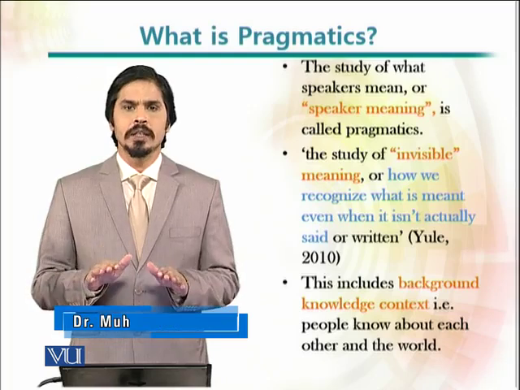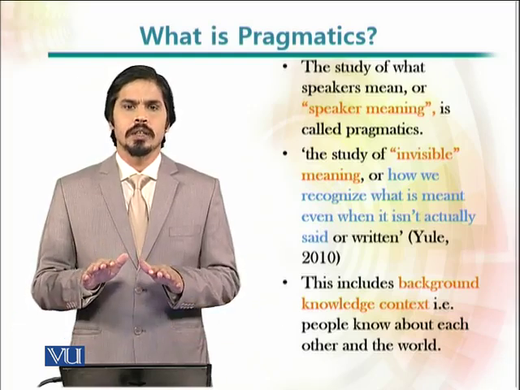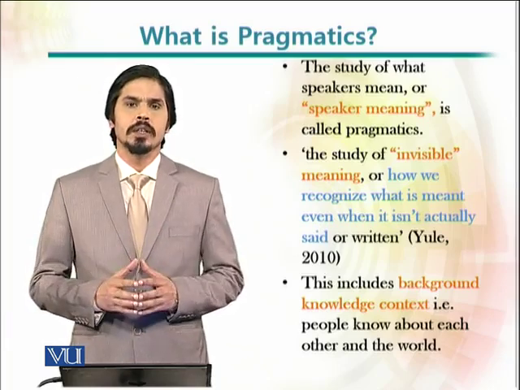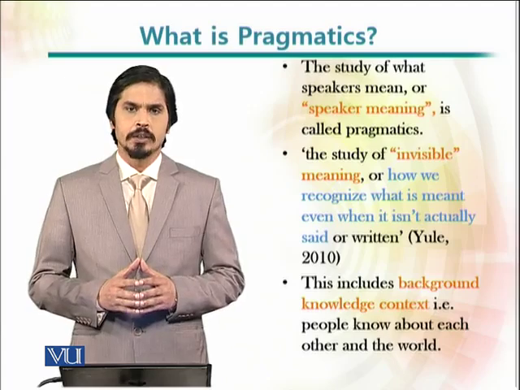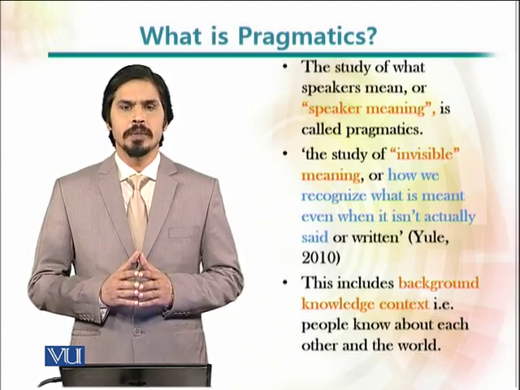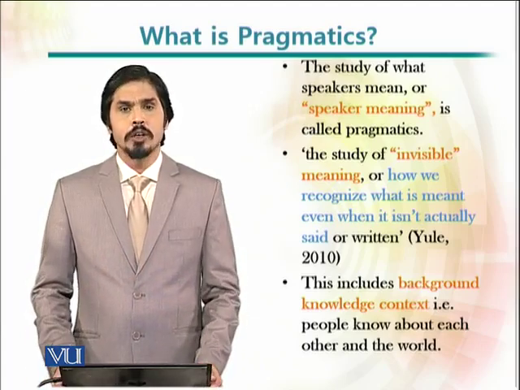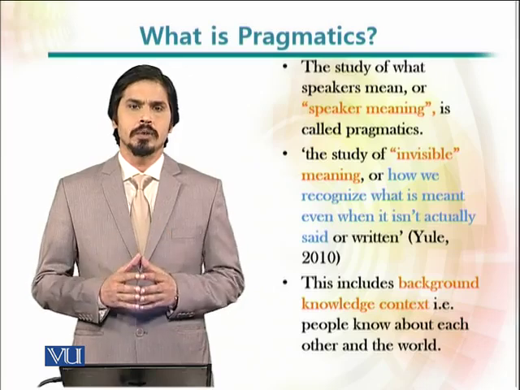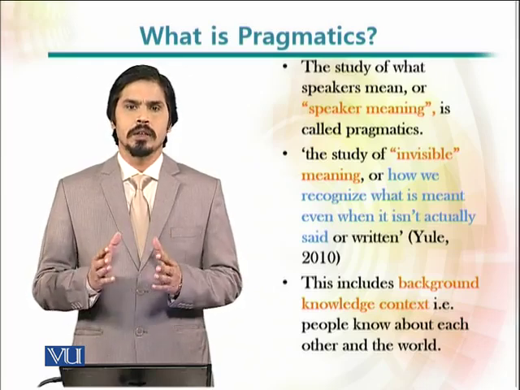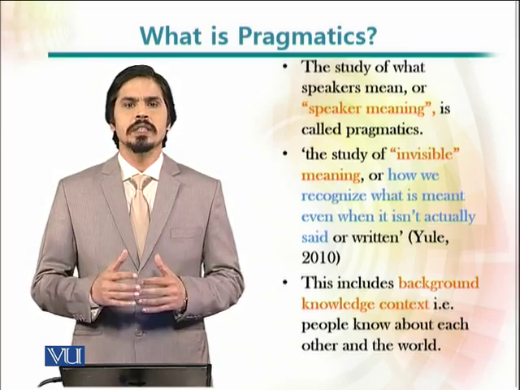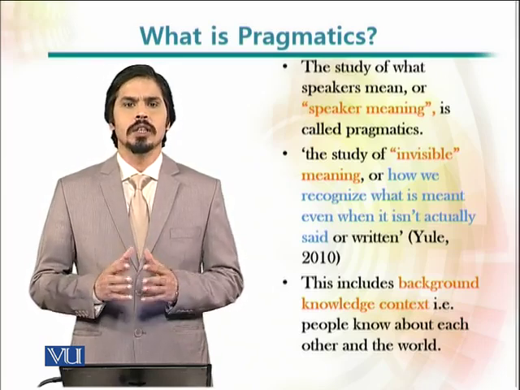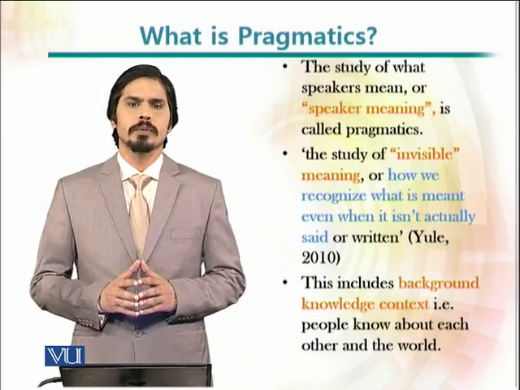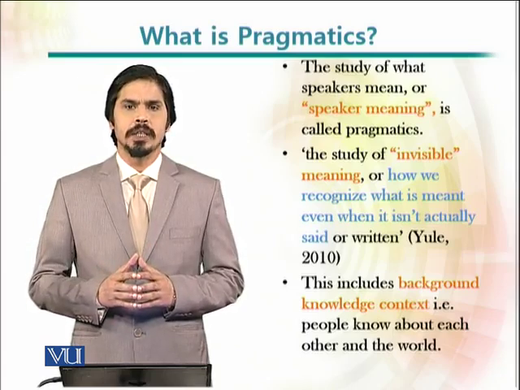I mean, what is said may not accurately convey what is intended, or the intended meaning may be entirely different from what has been said. So we call them invisible meanings. And in order to infer such meanings, we need to have the knowledge of the background. And this background could be of the context or the knowledge which is implied or included during a conversation. So the background knowledge context is very important to infer meanings, especially pragmatic meanings.